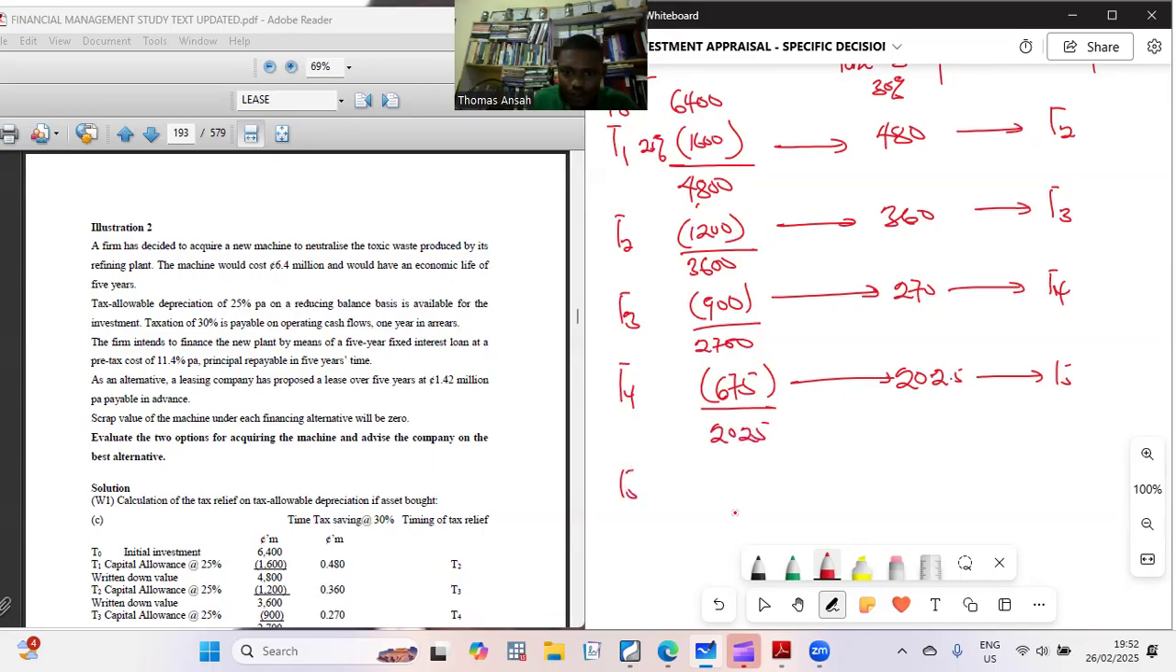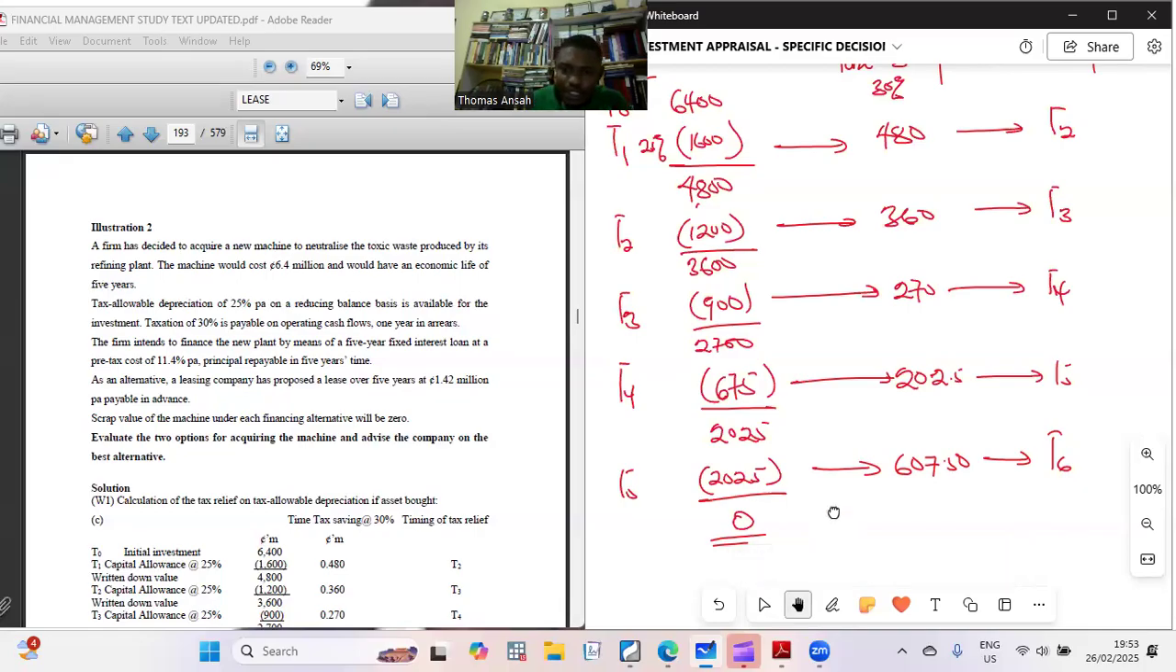So at T5, what is the value of the asset? I told you there is always scrap. There is always scrap. If it is not there, it is what? 0, meaning that here will be 2,025. All right, so 0.3. This is not coming from this video. Watch the previous videos before this, you understand. So this one will be what? T6. All right, so basically that is what you have.